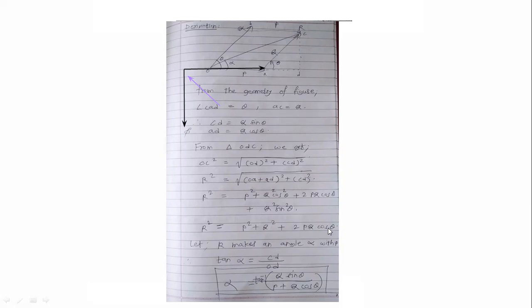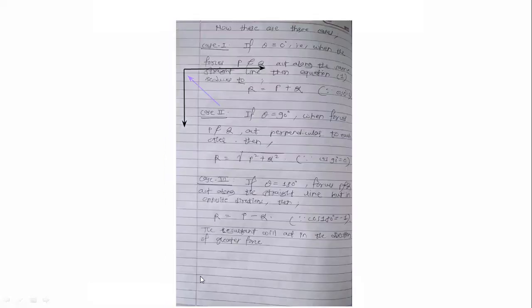So after placing cos of 90 equal to 0 in the previous formula, this total term becomes 0. 2PQ cos theta will become 0. So therefore R square is equal to P square plus Q square. So therefore R is equal to under root of P square plus Q square. That term we will get here. Here you can see this case 2 term.